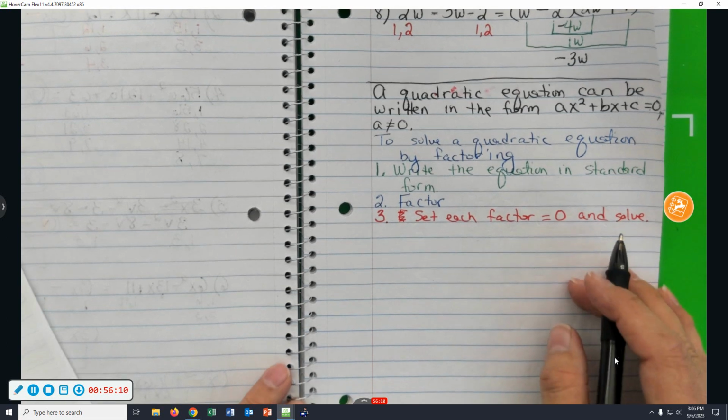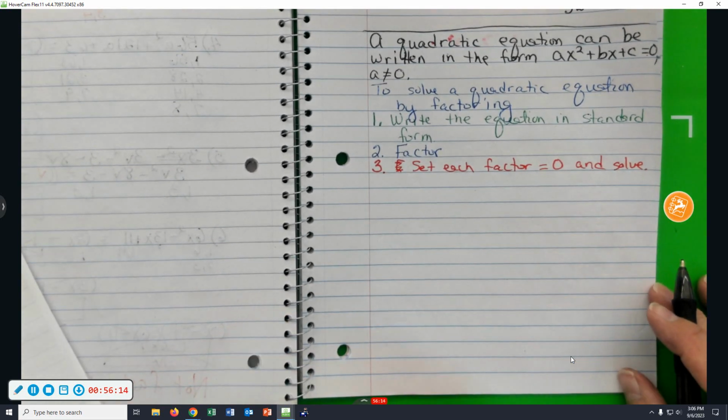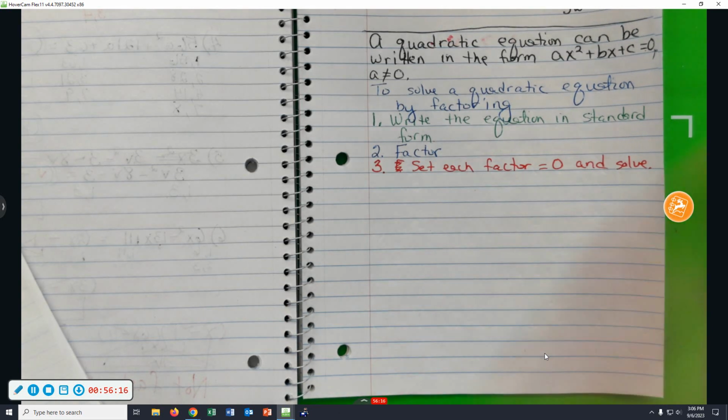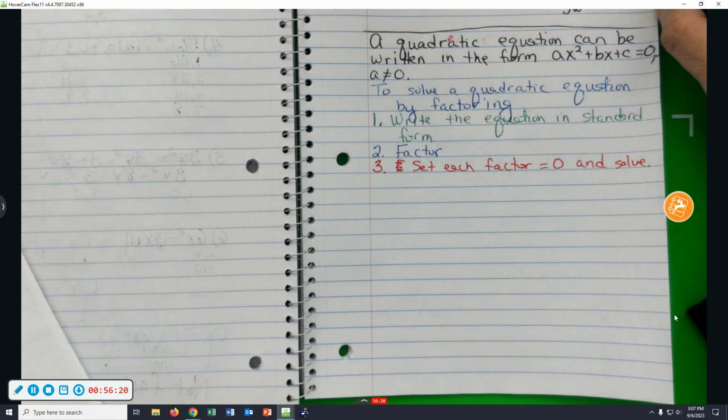Okay, so there, I'm going to put it like that. I don't know what's happened to these pages, the way they're flapping up. We have to buy a new notebook.